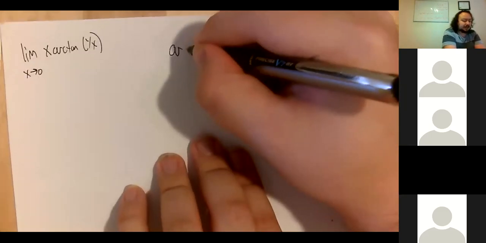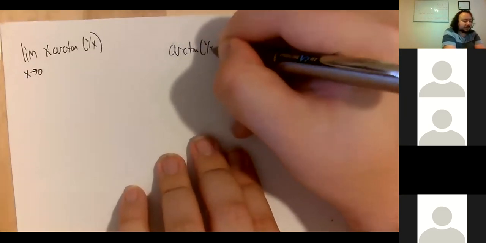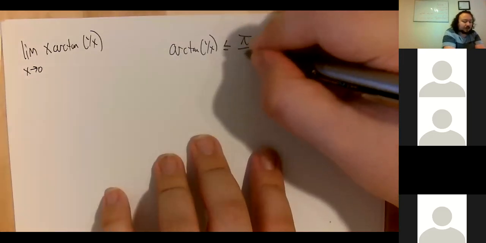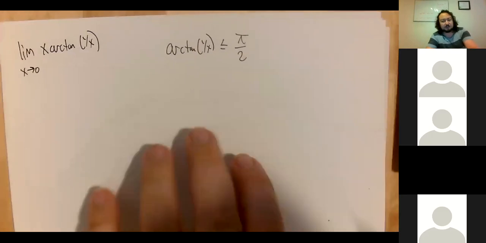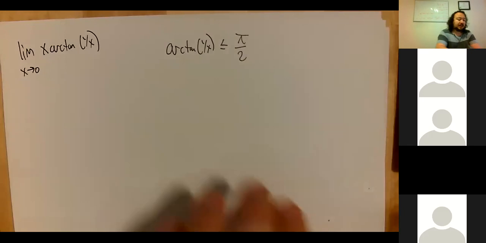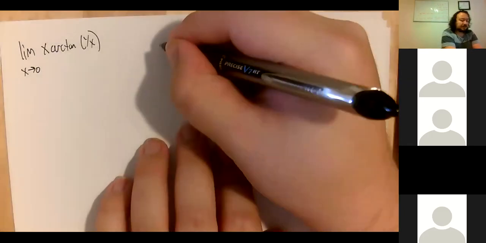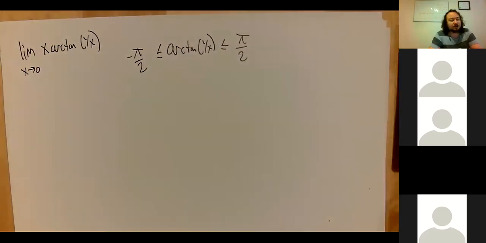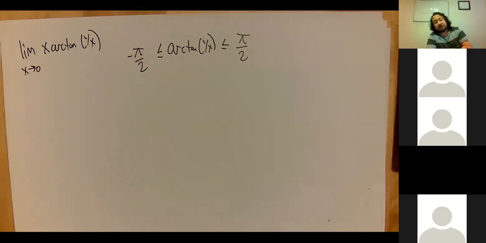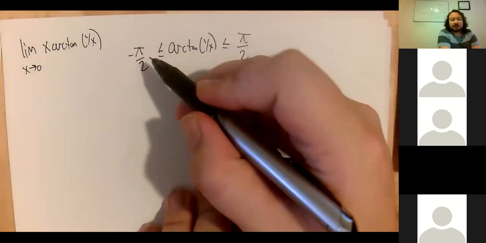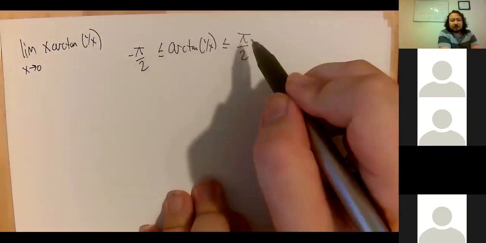So arctan of 1 over x, and really arctangent of anything, will always be less than or equal to pi over 2. Pi over 2 is the largest possible value that arctan can take, no matter what its input is. And along the same lines, arctan of 1 over x also needs to be greater than negative pi over 2, because that's the lowest possible value that arctangent can take on. All right, so now I have this inequality right here.